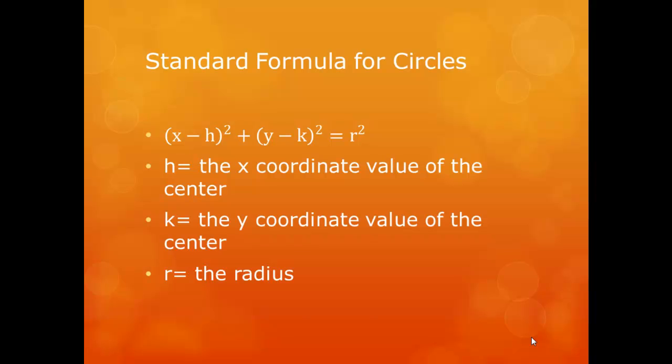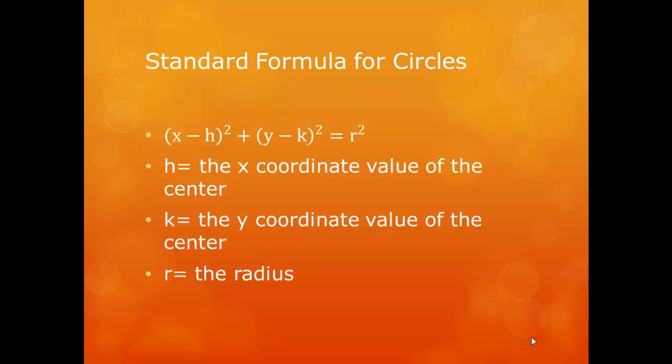If the center is at negative h, negative k, the equation would be (x plus h) squared plus (y plus k) squared equals r squared. Also, the r is equal to the radius of the circle. Notice we use r rather than r squared. The radius, r, is the distance from the center of the circle to the edges.